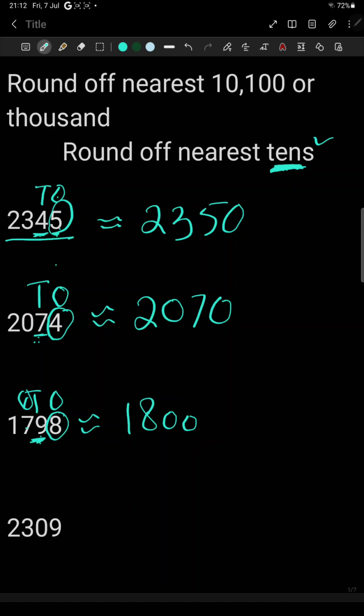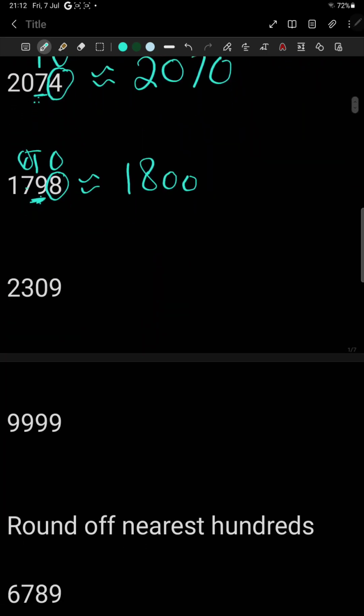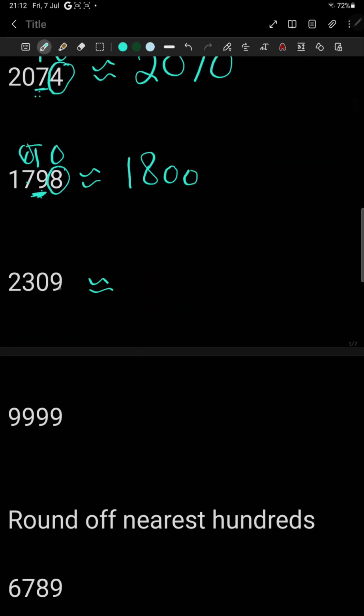1798 is very near to 1800. So 1798, when we round off to the nearest tens, will become 1800. Okay, the next number, for instance, we are going to round off to the nearest tens, ones, tens. We will underline this, and we can see that this number is bigger than 5. So we will round up. So it will be 2, 3, 1. 0 will become 1 now. And this will become 0. So 2309 will become 2310.